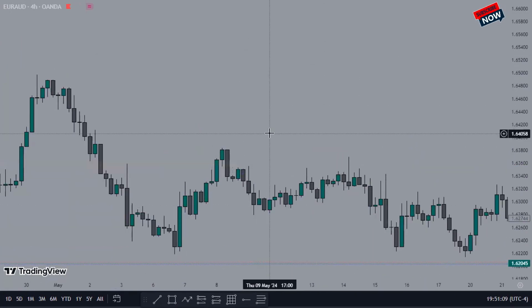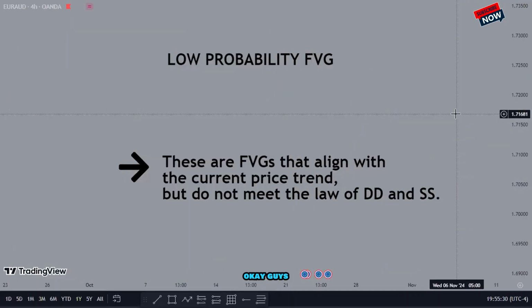That's how it is. Now let's go to low probability fair value gaps. Okay, guys, so these are the low probability fair value gaps. I want you guys to pay attention here. Give me your ears, okay? These are fair value gaps that align with the current price trend, but do not meet the law of demand and supply.